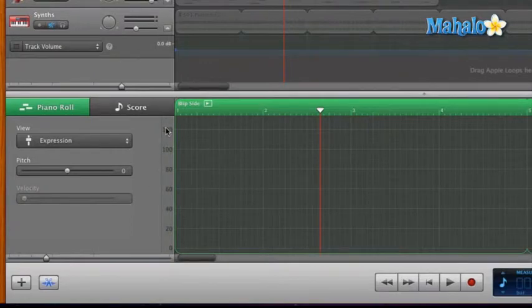Now if we look at the graph, we are given from 120 down to 0. Now, once again, it's almost like volume, but not really. But the loudest expression is at 120, and the lowest expression is at 0. So the higher you graph it out, the louder your expression will be, and vice versa. So the lower you graph it out, the lower your expression sound will be.